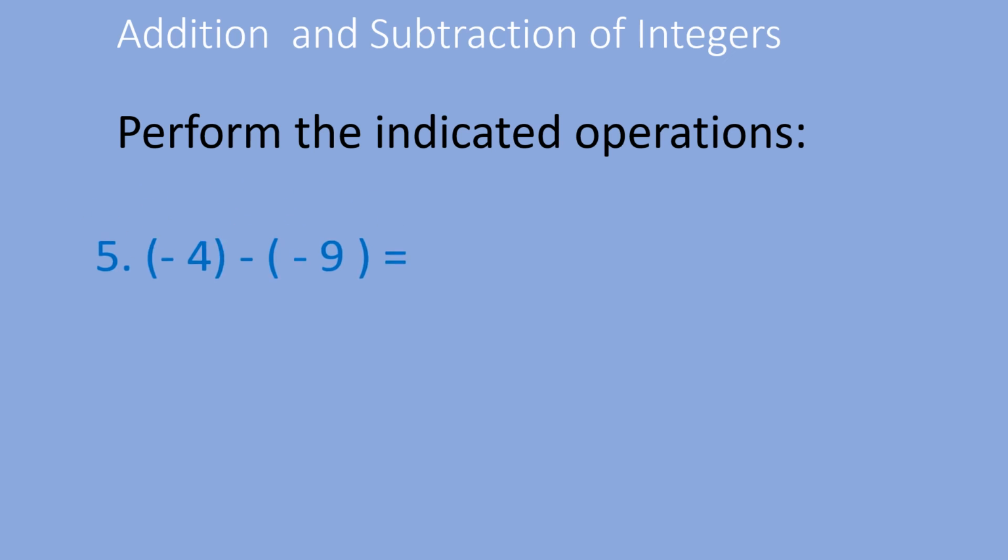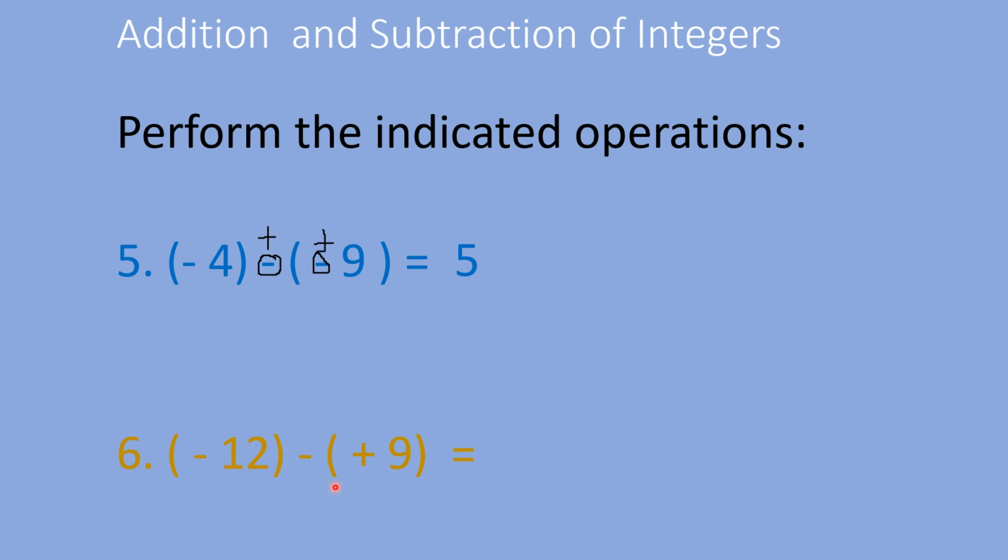Next, negative 4 minus negative 9. So again here, the operation is subtraction. So change the sign. It becomes plus, and this one also, the minus sign becomes addition. So we have now negative 4 plus positive 9. So they are not the same sign. So subtract 9 minus 4, that is 5. Then follow the sign of 9, which is positive because 9 is larger than 4.